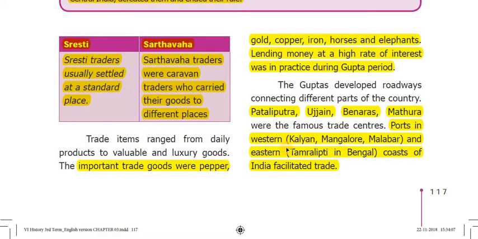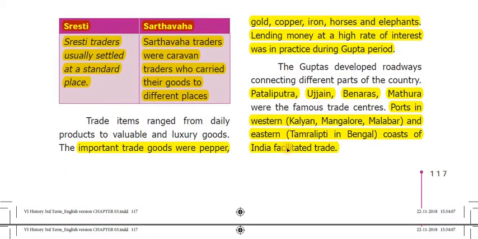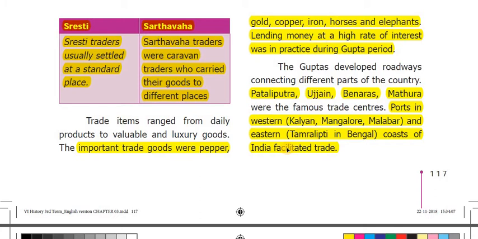Lending money at a high rate of interest was in practice during the Gupta period. The Guptas developed roadways connecting different parts of the country. Patliputra, Ujjain, Benares and Mathura were the famous trade centers. Ports on the western coast, such as Kalyan, Mangalore and Malabar, and on the eastern coast, such as Tamralipti in Bengal, facilitated trade.